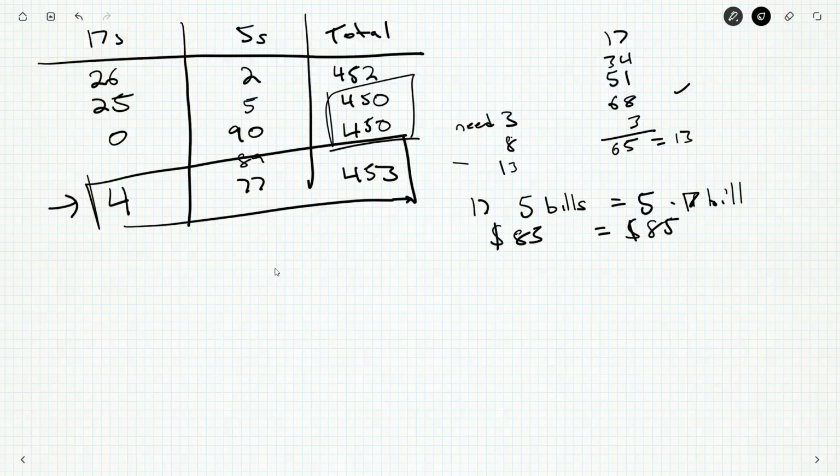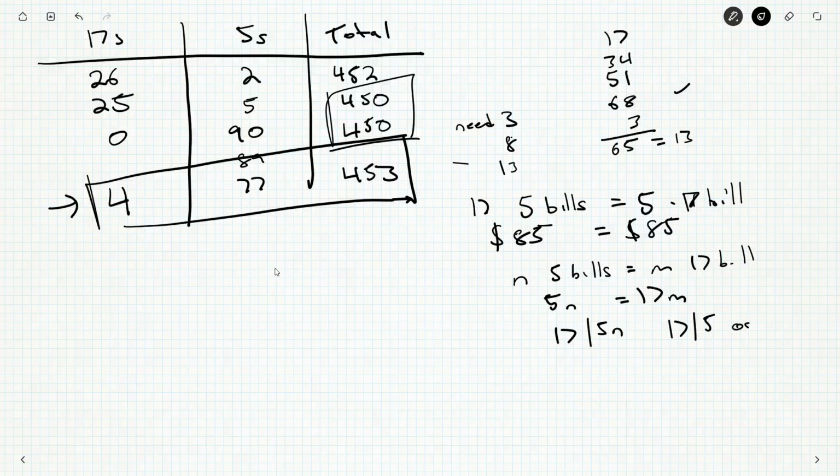Is there a smaller way to convert these? No, because if N $5 bills equals M $17 bills, then 5N dollars is the same as 17M dollars. 17 has to divide 5N, but 17 is prime, so 17 would have to divide 5, or 17 would have to divide N. That one obviously is nuts, so 17 would divide N. What's the smallest positive N that 17 divides? 17.